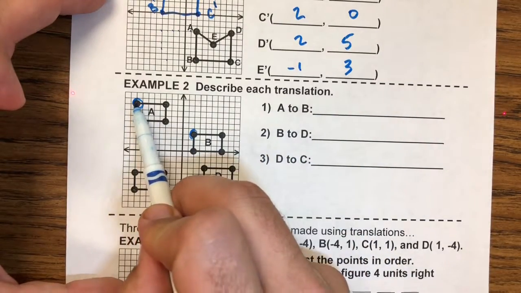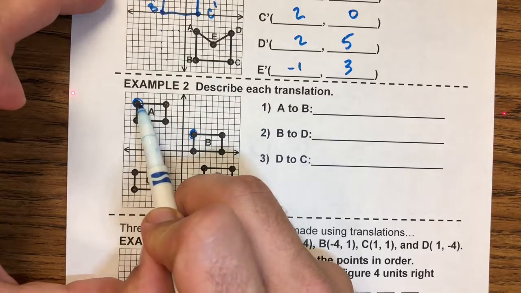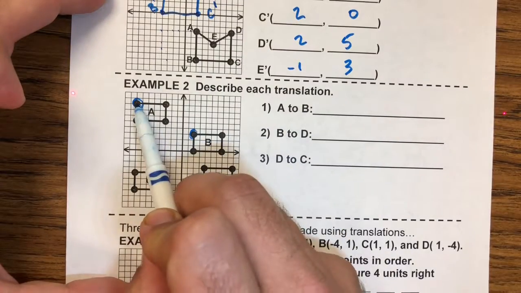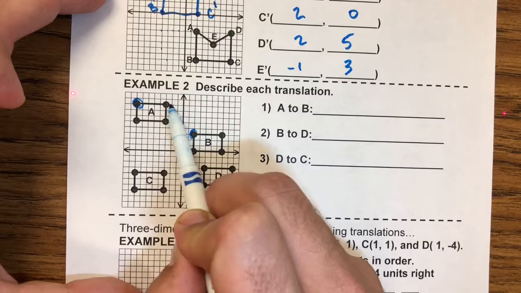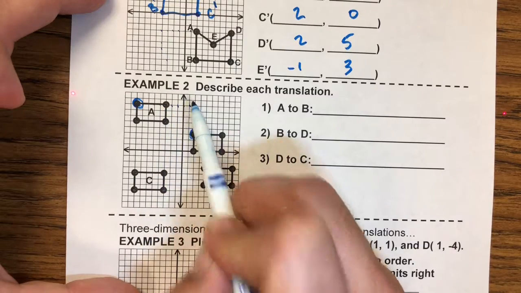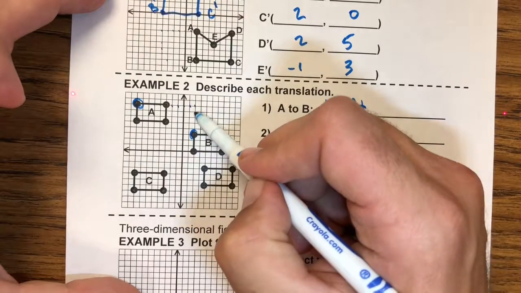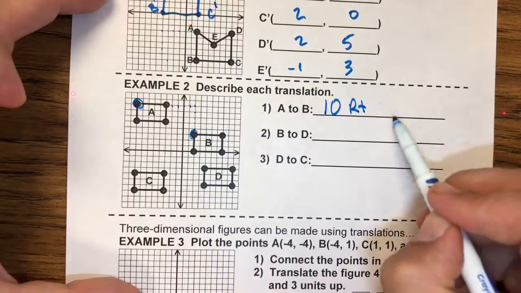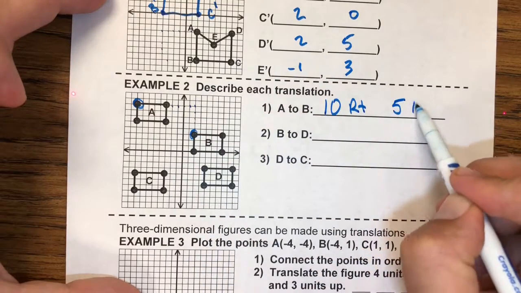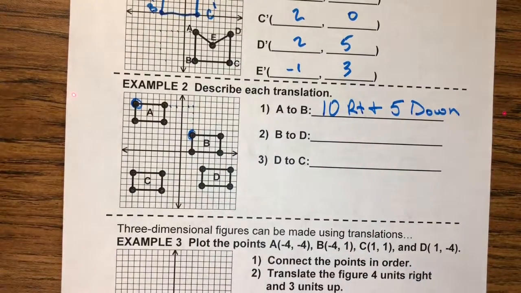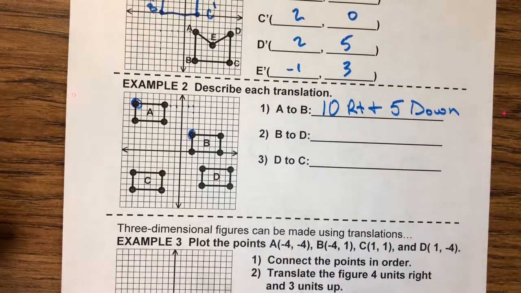So you have to go from here and figure out, do you go to the right or the left? Do you go up or down? So from this point to this point, we go 1, 2, 3, 4, 5, 6, 7, 8, 9, 10 to the right, and down 1, 2, 3, 4, 5. So 10 to the right and down 5. And we'll do that for B to D and D to C. Do these two on your own. We'll pause the video here and pick it up in a second.